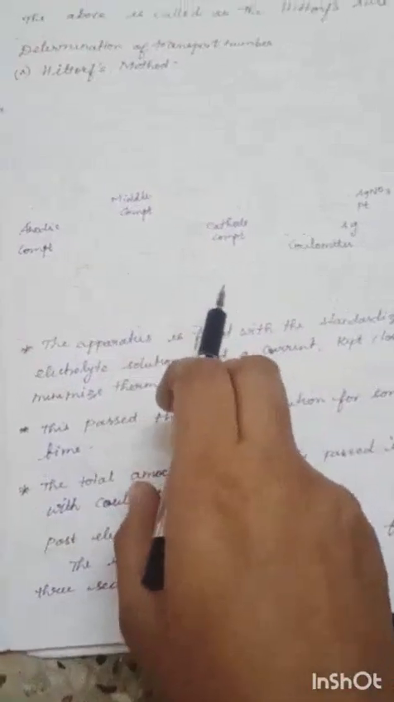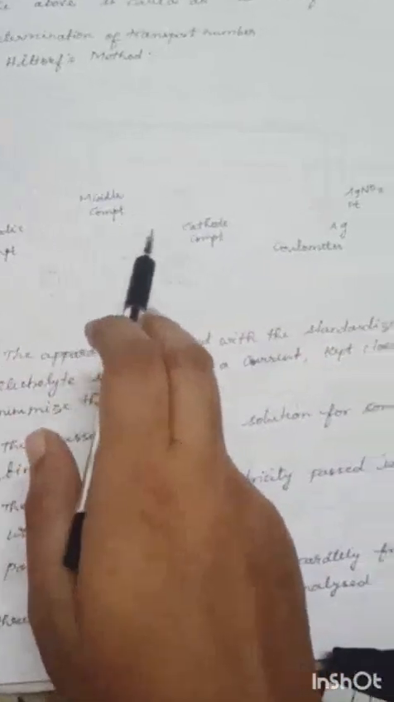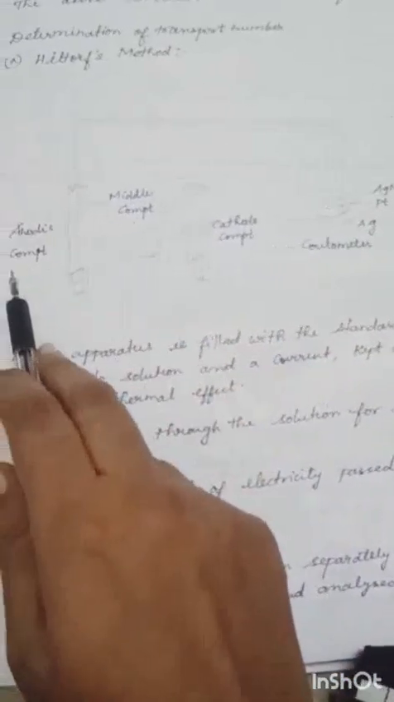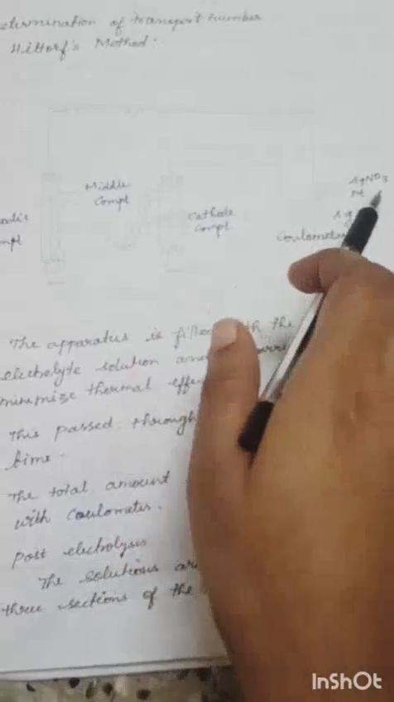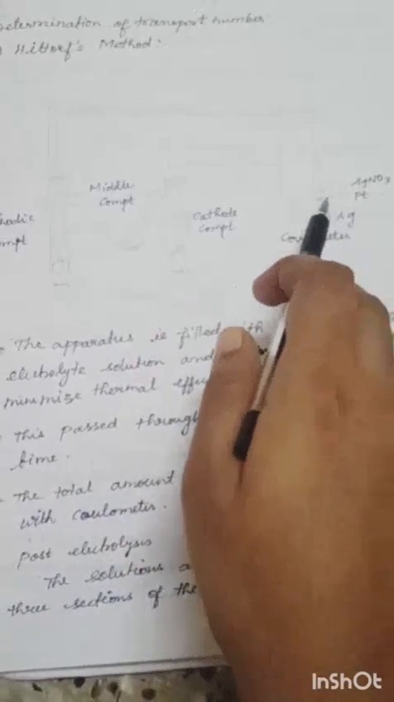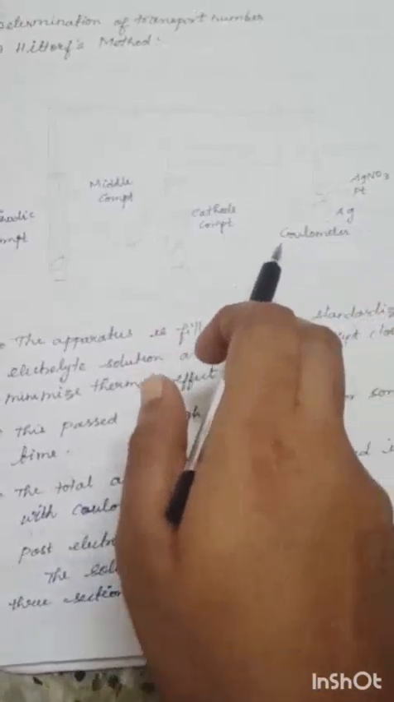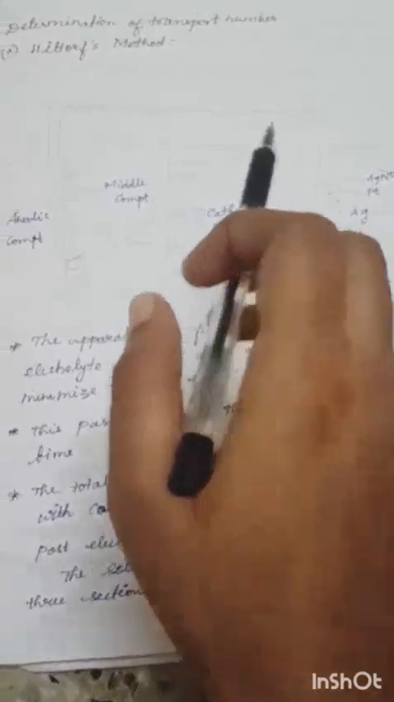Determination of transport number, Hittorf's method. This is the experimental setup of Hittorf's method: anodic compartment, middle compartment, cathodic compartment, the AgNO3 solution with platinum and Ag electrodes, and the coulometer.